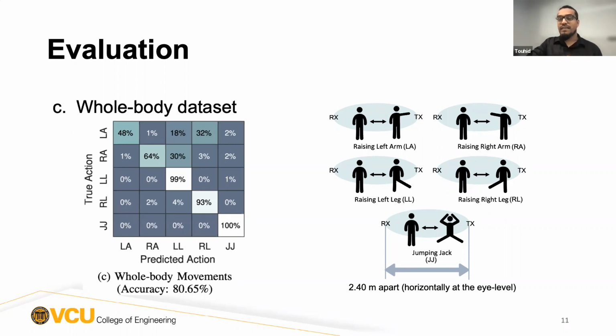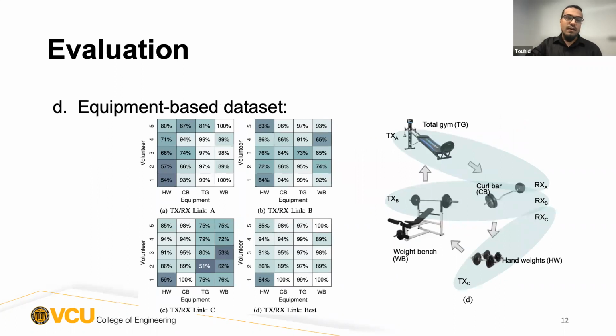Therefore, the arm movement on that opposite side is likely to be confused with a leg movement on that side, especially if the TXRX pair is close enough to the body. However, we could achieve 80.65% accuracy at best with this dataset. Finally, we had 5 volunteers performing exercises using 4 equipment: total gym, curl bar, weight bench, and hand weights. There were 3 pairs of TXRX around these 4 equipments in a room.